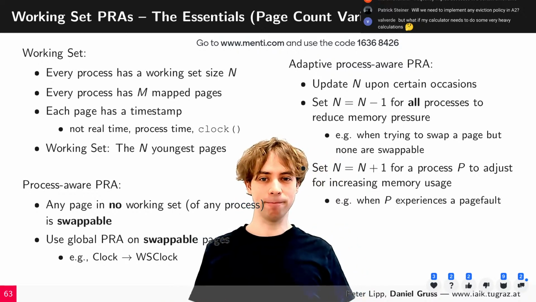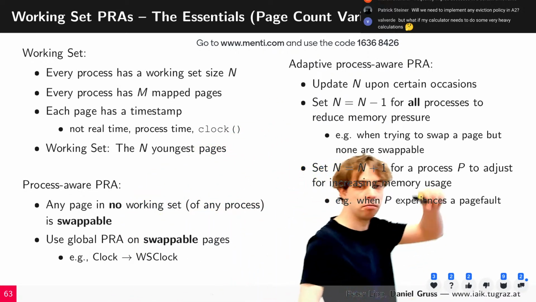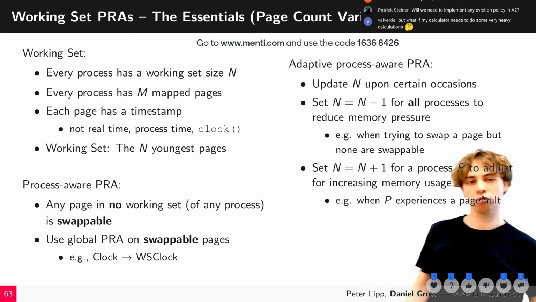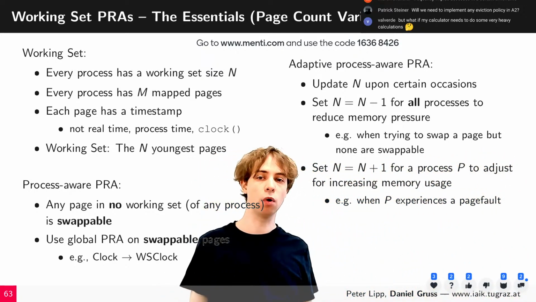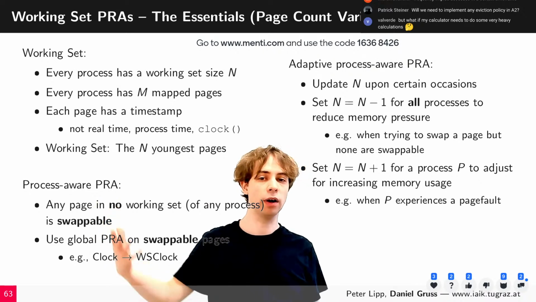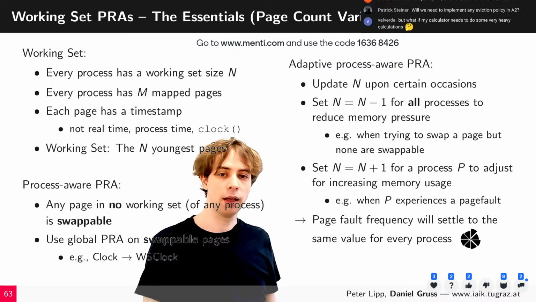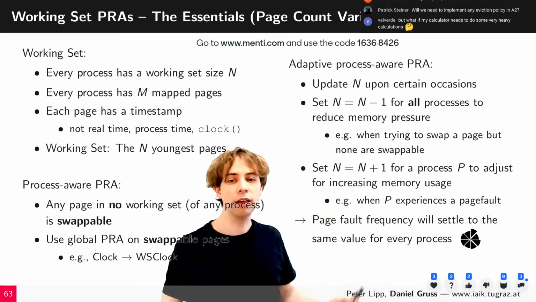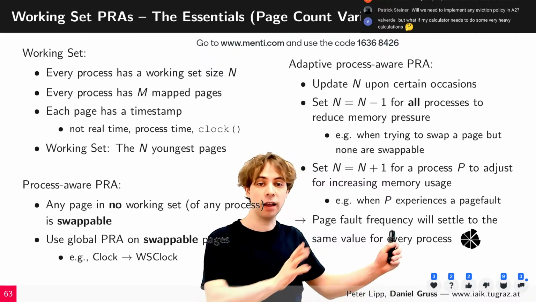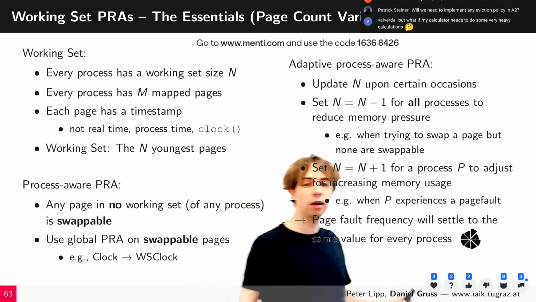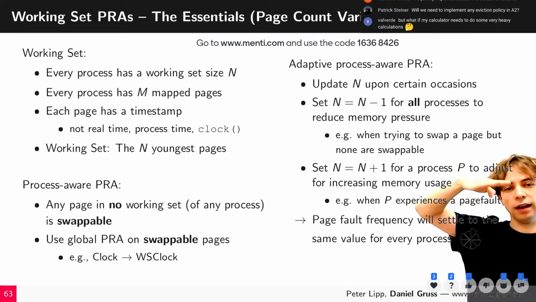Okay. Now these values will change over time, right? They will oscillate maybe. Sure. Does it pose a problem? No, because it just decides which pages or how large the working set size is and which pages are swappable. The page fault frequency for the processes, and this is something that you can actually measure in your SWAP. The page fault frequency will settle to approximately the same value for every process and will then oscillate around this value.